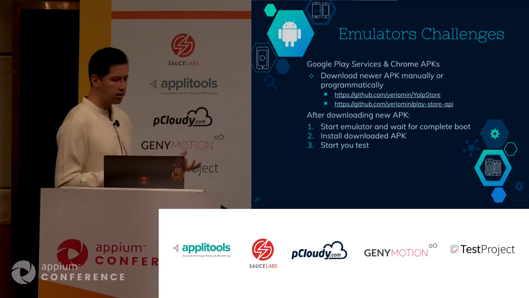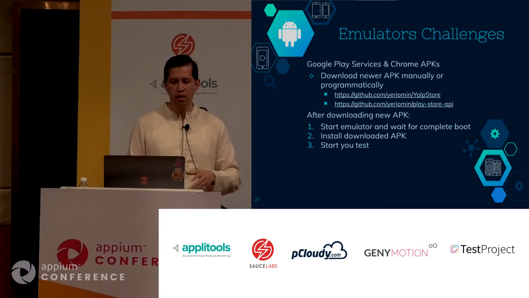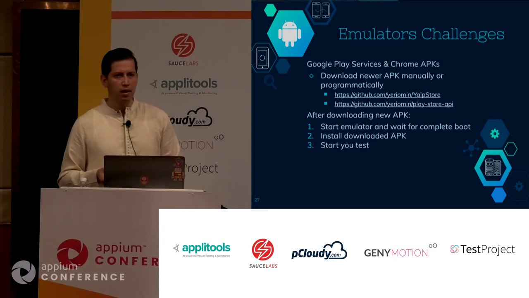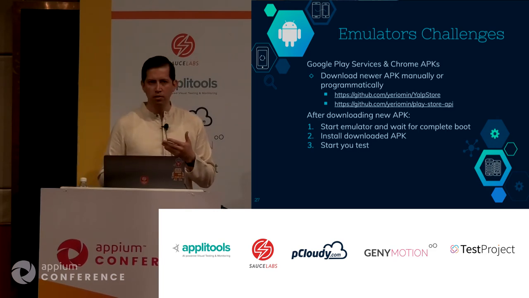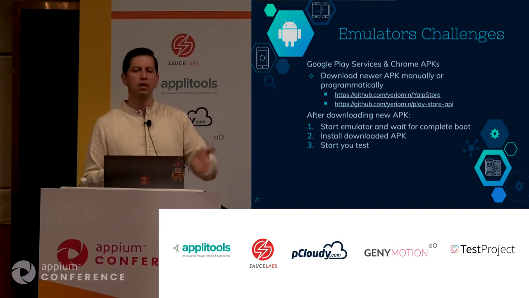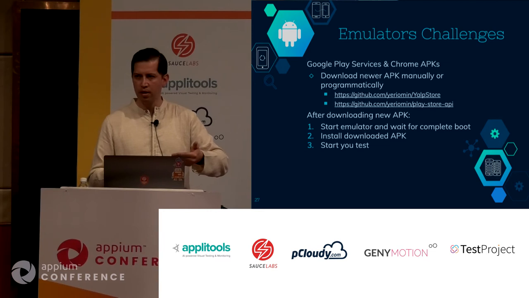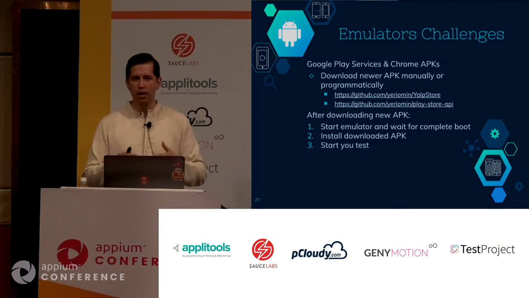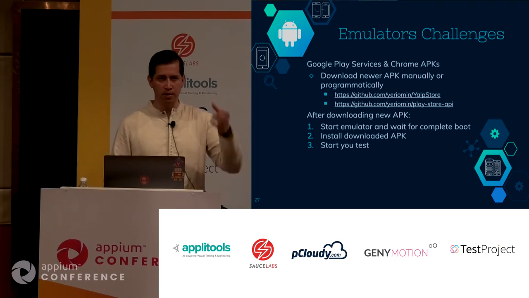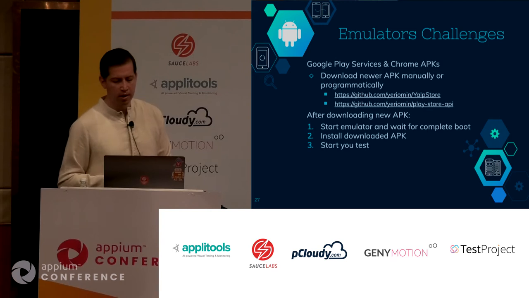If you want to run the test, what you do is start the emulator, wait until it boots, install the APK, and then run the test. If we want to take a different approach, we just extend the Docker image, start the emulator, install the APK, and shut it down. With that, we have a new Docker image that will be potentially bigger in size, but it will be already set up for our tests.